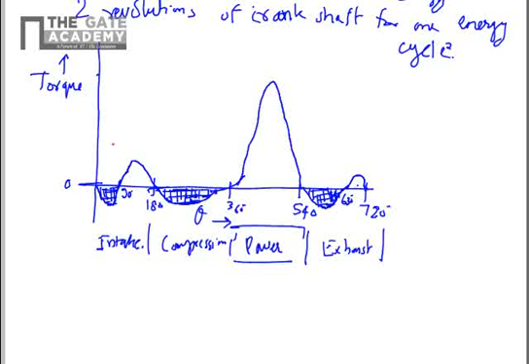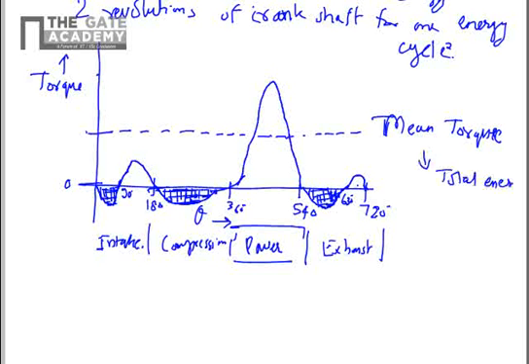Also, now if you want to calculate the fluctuation of energy for this system, you will draw a mean torque line. So let's say this is the mean torque line. The mean torque line is determined by taking the total energy of the system and divided by 2 pi. So total energy in one cycle divided by 2 pi, that is displacement in one cycle here, 2 pi. So the total energy will be the total area of graph, the net area.